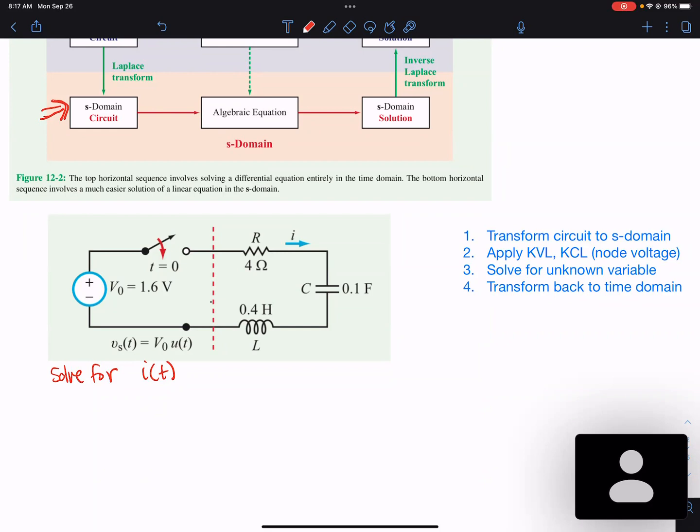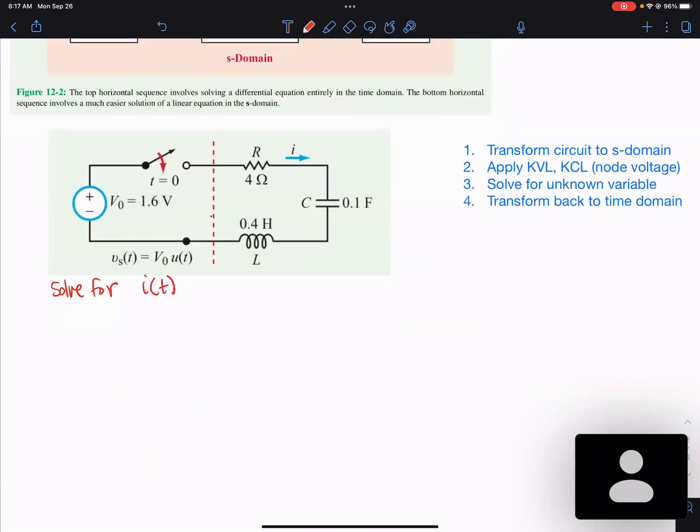So let's look at this circuit again that I already solved for you, because I want to show you how the comparison goes from all the steps before to the steps in this method. The first step here is to transform it into the S domain. So how do we transform this into the S domain?